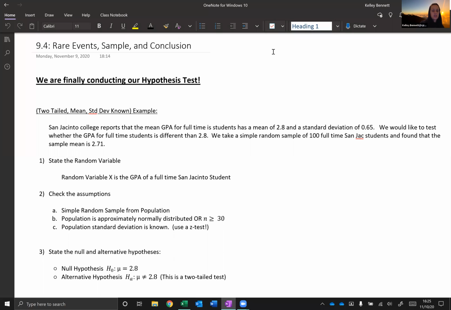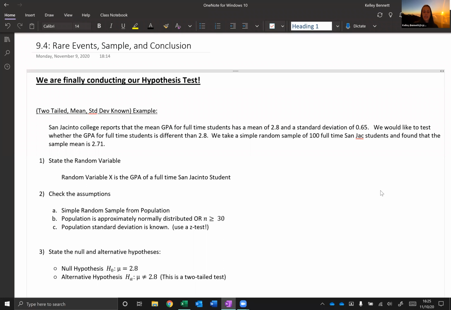San Jacinto College reports that the mean GPA for full-time students has a mean of 2.8 and a standard deviation of 0.65. We would like to test whether the GPA for full-time students is different than 2.8. We take a simple random sample of 100 full-time San Jacinto College students and found that the sample mean is 2.71. So first, let's state the random variable.